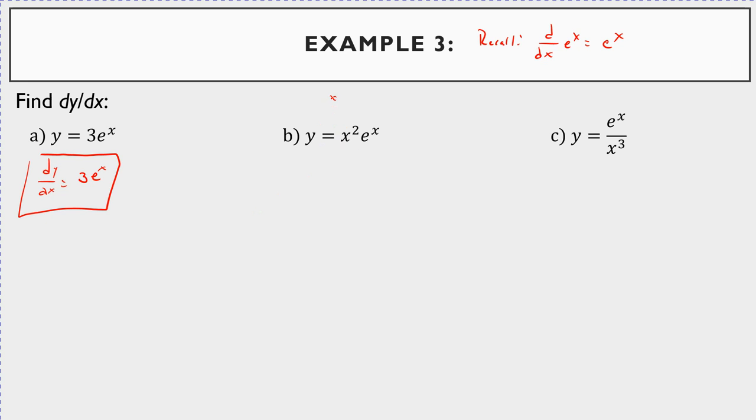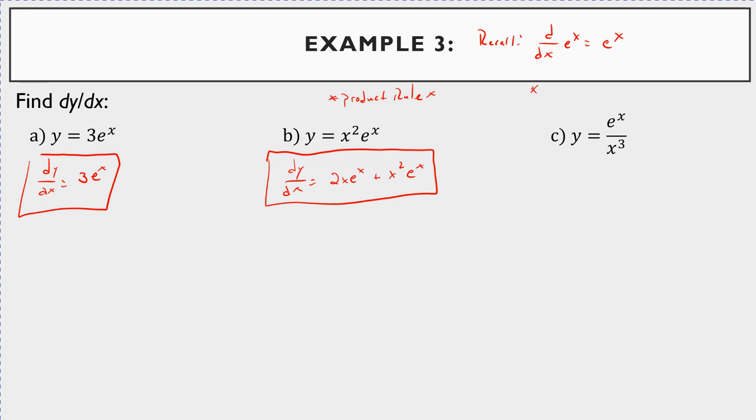Here, you're going to need to use the product rule. So dy dx here. Take the derivative of x squared, you get 2x times e to the x plus x squared, and then the derivative of e to the x is just e to the x.